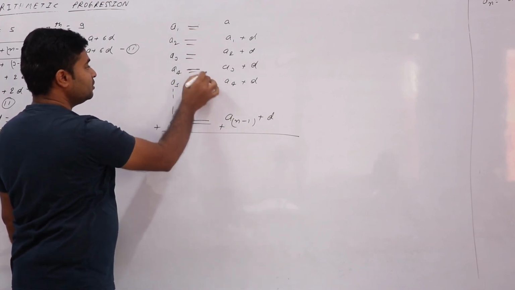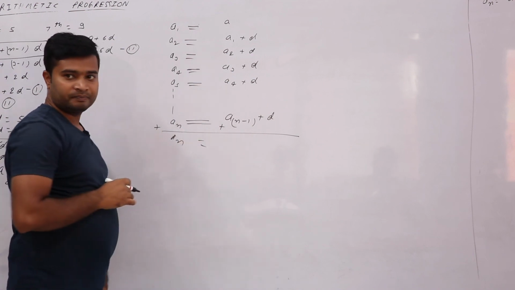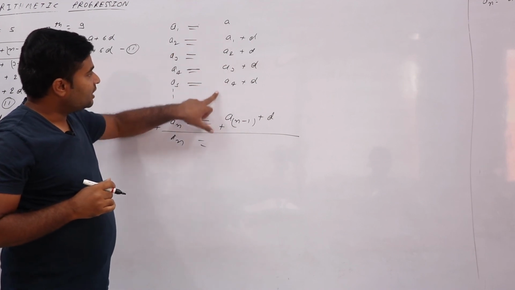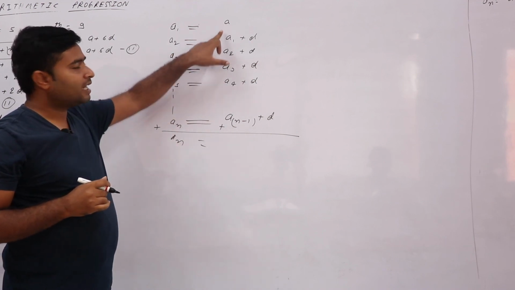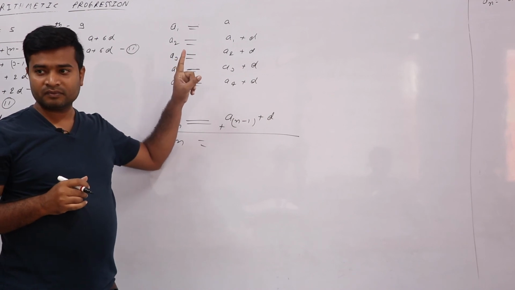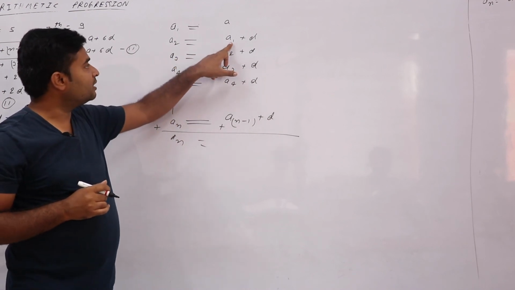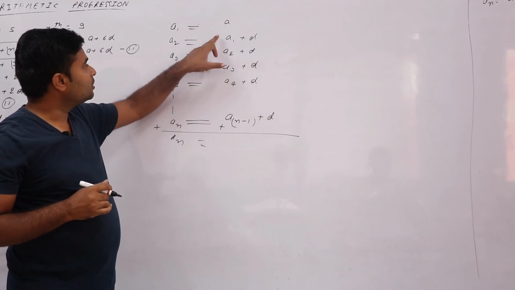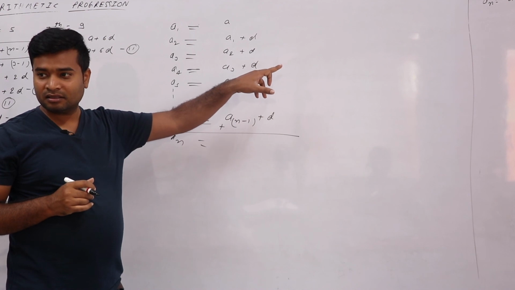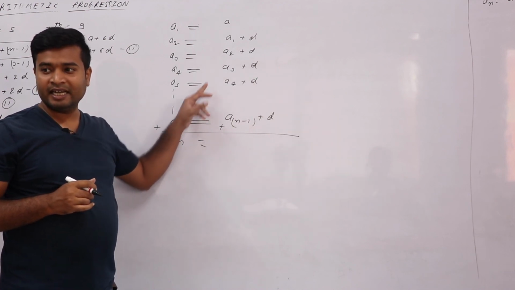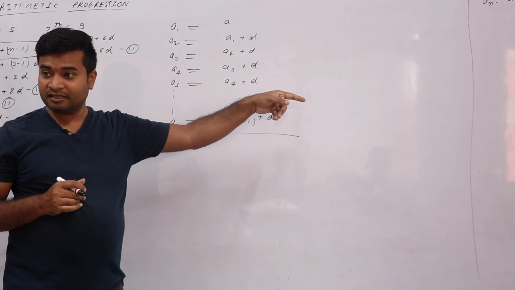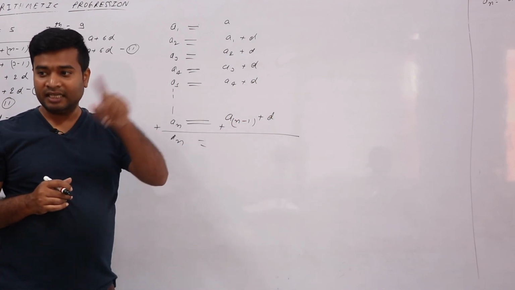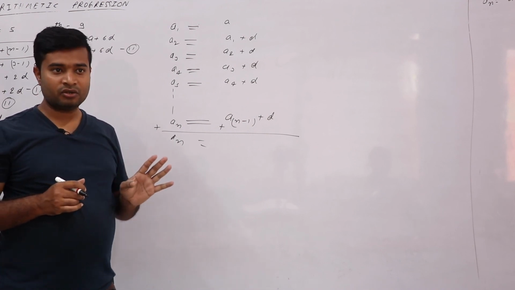Equal to a n, yes or no. Acha, here see, in this all a1 a2 a3 a4, in that all a is there or not? Because a1 is a only. a2 is a plus d. a3 is a plus a plus d, d. a4 is a plus a plus a plus a plus d, d. Yes or no. Yes, sir.